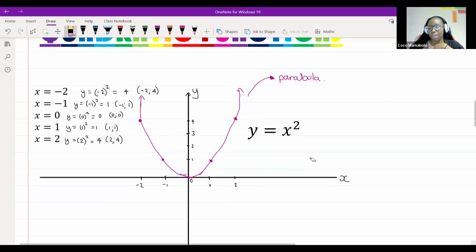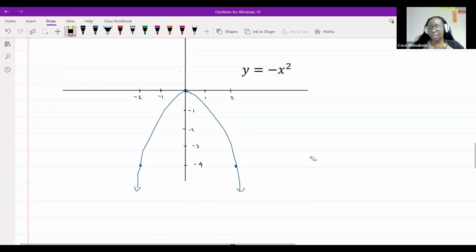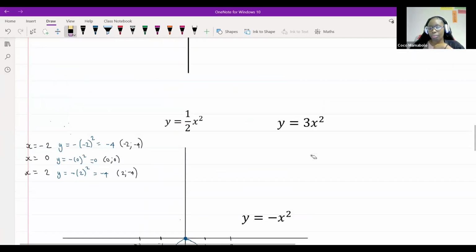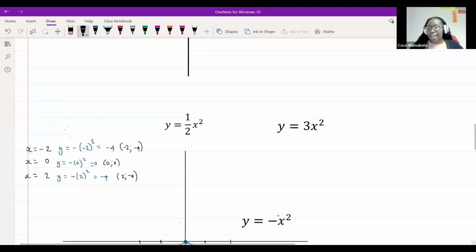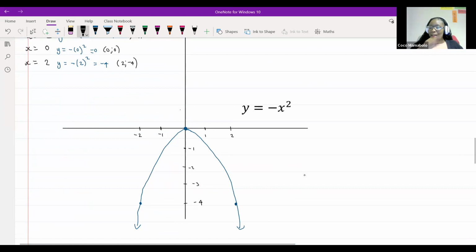Look at that, y is equal to x squared, y is equal to negative x squared. I'll give you guys a hint. When my function is a positive x squared, what does my parabola look like? That's it. When I have positive x squared, my parabola smiles at me. And when I have negative x squared, my parabola frowns. Do we see that? Right.